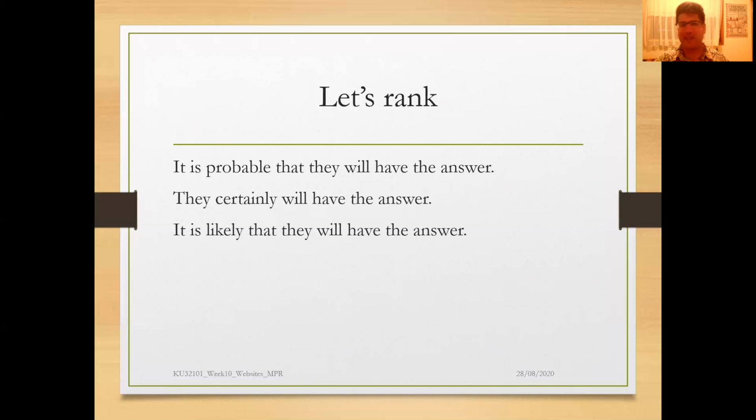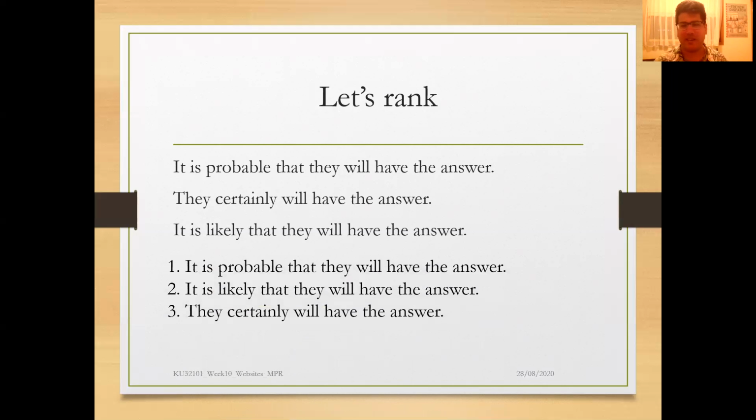So if we rank these three sentences from less certain to more certain, we would have this order here. Less certain, it is probable that they will have the answer. More certain, it is likely that they will have the answer. And then absolutely certain, they certainly will have the answer.